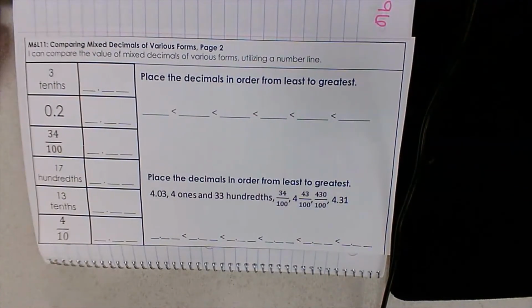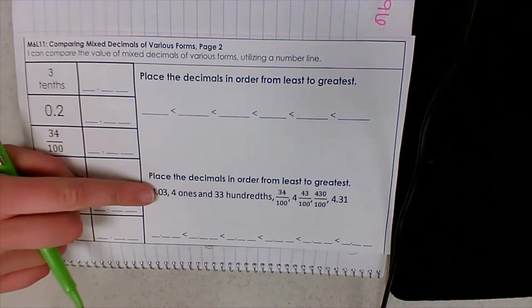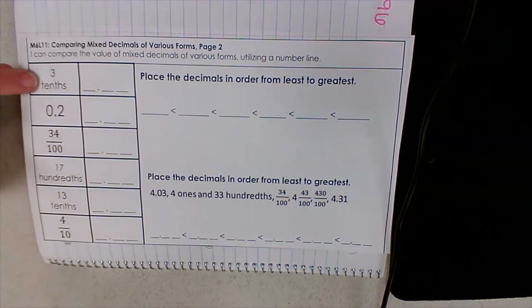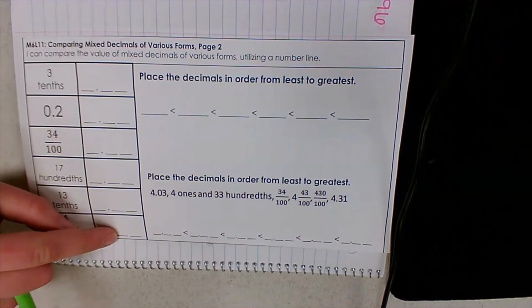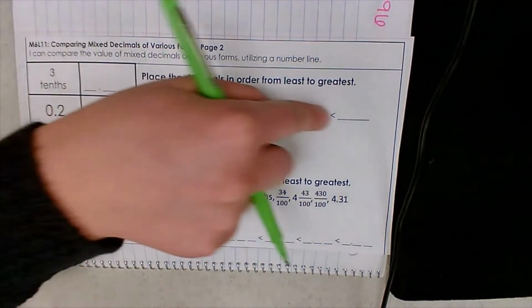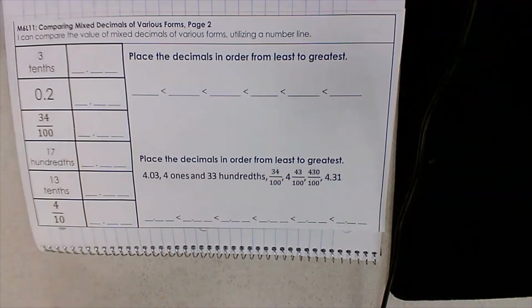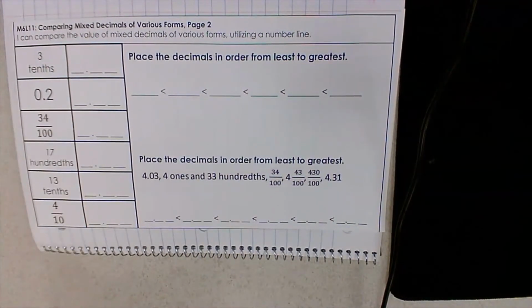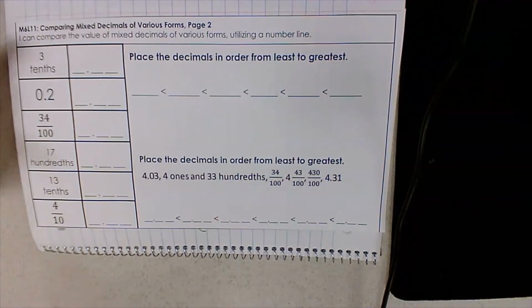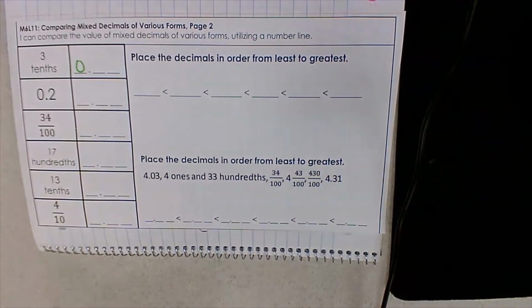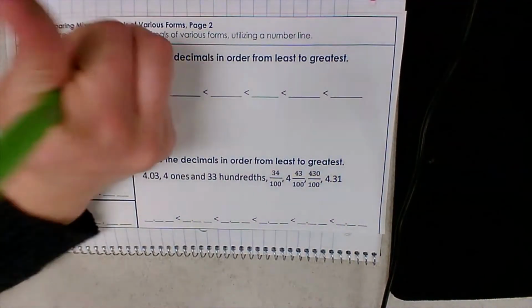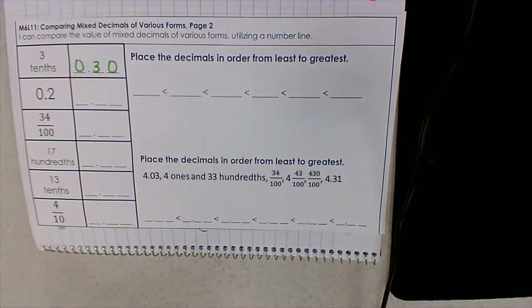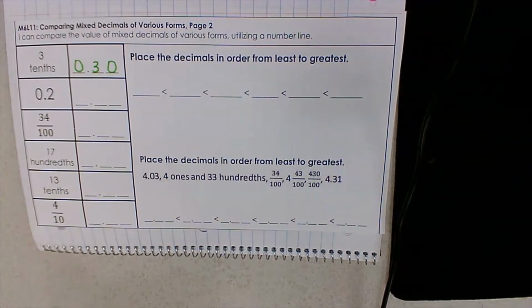On this next page, we have 2 lists that we're going to place in order. This one and this one. For this first list of numbers, we're going to place them all into decimals of hundredths and then put them in order from least to greatest. But before we can do that, let's change them all into decimals of hundredths. 3 tenths, 0 whole groups, and 3 tenths. 3 tenths with no hundredths means that I have 30 hundredths.